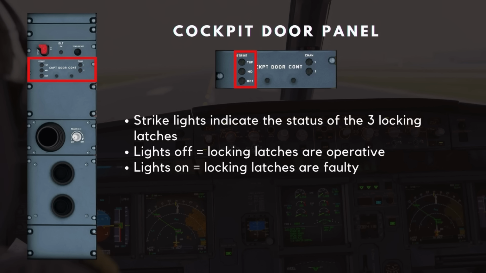The cockpit door panel is located at the uppermost part of the overhead panel near the circuit breakers. The strike lights indicate the status of the 3 locking latches. When the lights are off, it indicates the locking latches are operative. When the lights are on, it indicates the locking latches are faulty.